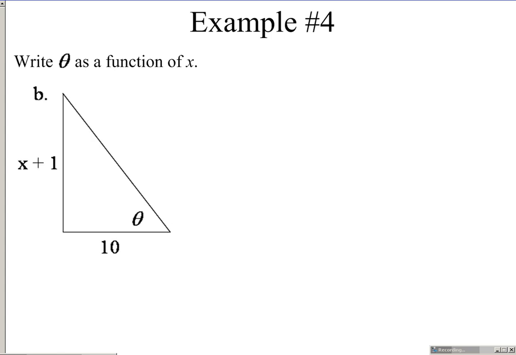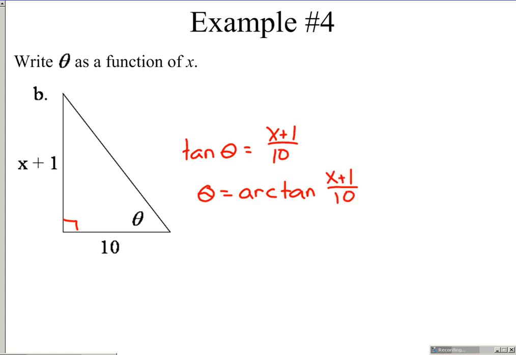Letter B, trig function we're going to use here that relates to side opposite and the side adjacent is tangent. So the tangent of theta equals opposite over adjacent. We need to get rid of the tangent. The opposite of tangent or inverse is inverse tangent or arctangent. So we get theta equals the arctangent of x plus 1 over 10.